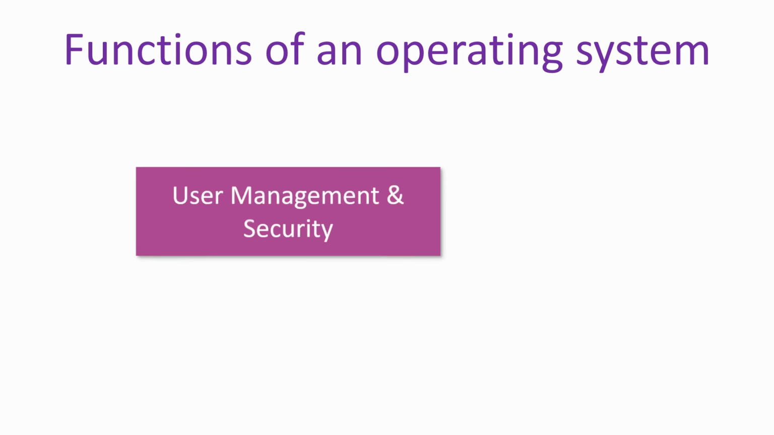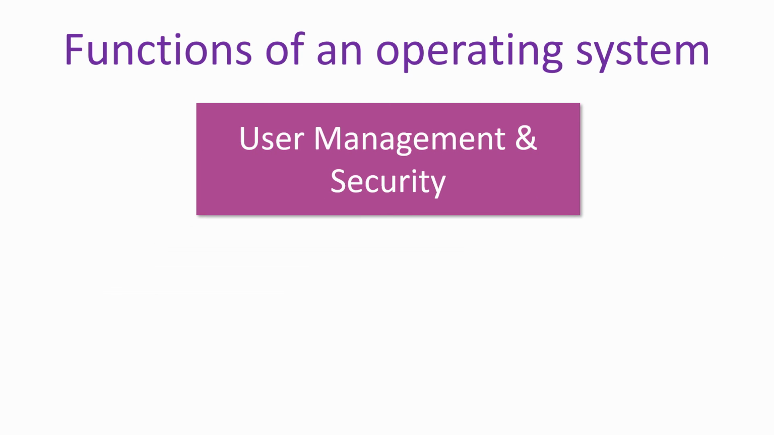The fifth function of an operating system is to manage users and provide security. This means controlling who can use the computer and what they can do with it.